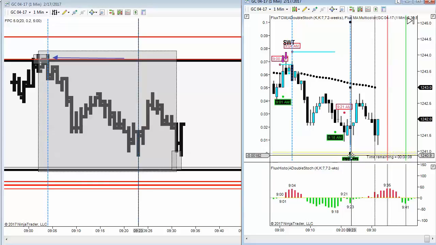So the fractal pivot confluence line adds the missing dimension to your data mining studies. It is telling you that's as far as you can go before somebody's going to step in and say, excuse me, we need to bounce here. I know you'd like for us to go lower, but we can't. At least not yet.